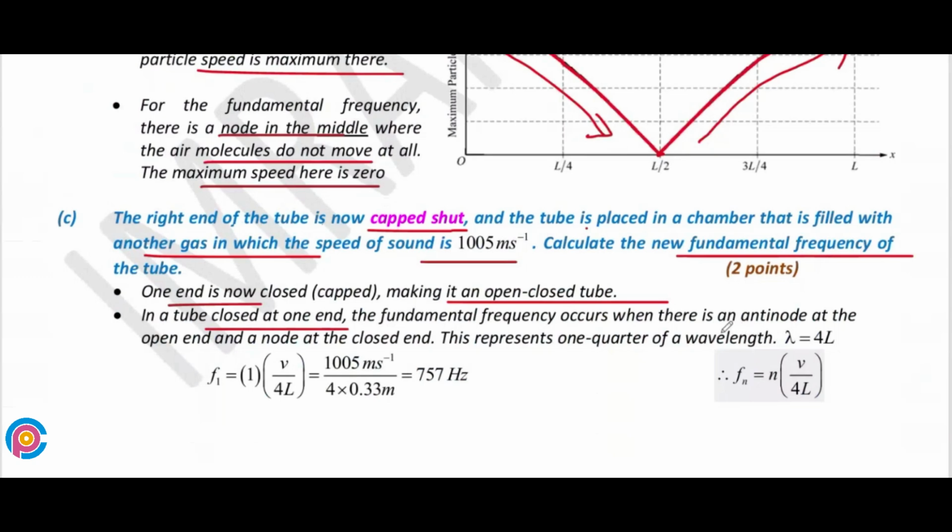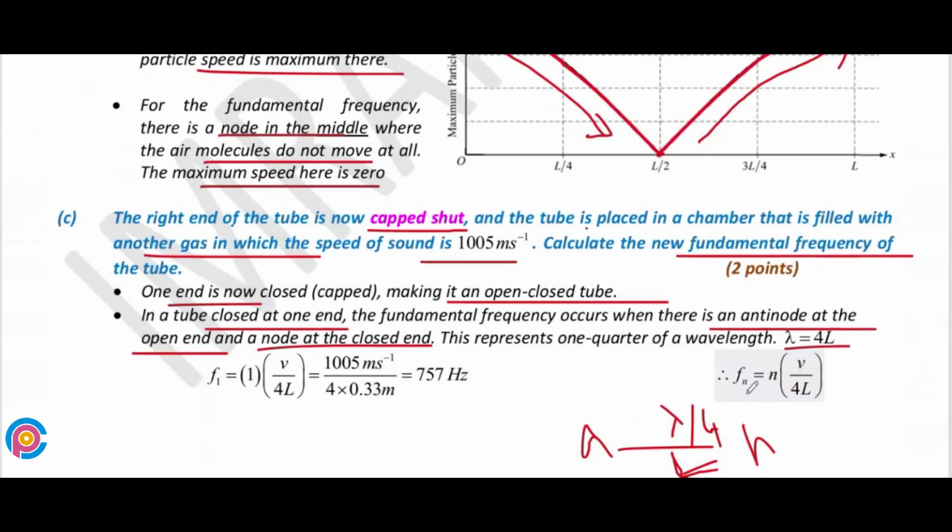The fundamental frequency occurs when there is an antinode at the open end and a node at the closed end. The distance between an antinode and a node is lambda by 4. The total length is L, and in length L there is lambda by 4, so lambda is equal to 4L.